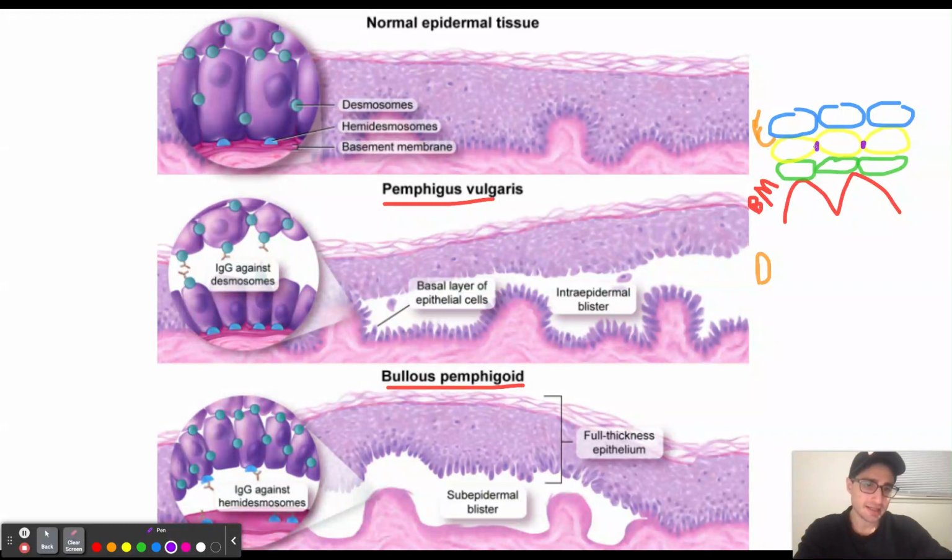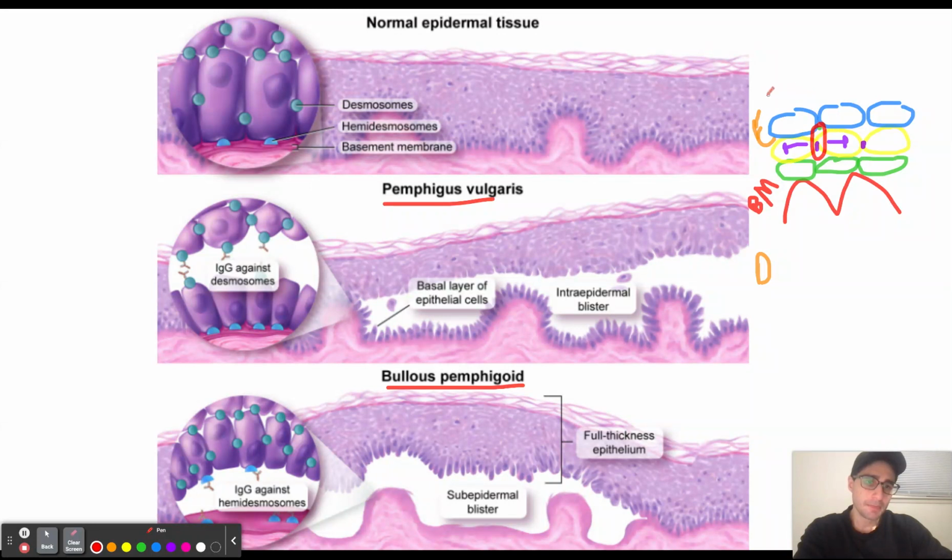So what this does is it is going to separate the keratinocytes. So now the keratinocytes are separated, and this is going to form a blister. Okay, so now that these keratinocytes are separated, we're going to form a blister. Let me draw the blister in red. So we're going to start to form a blister as the keratinocytes are separated from one another.